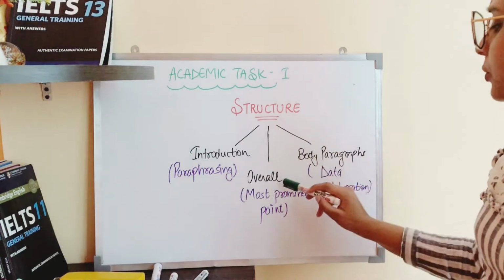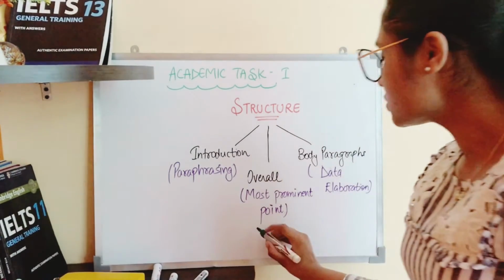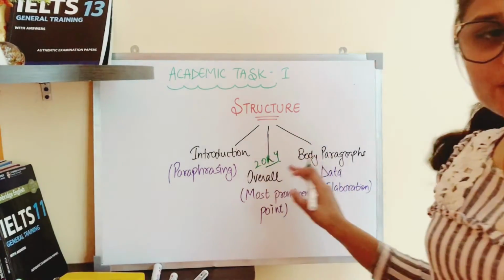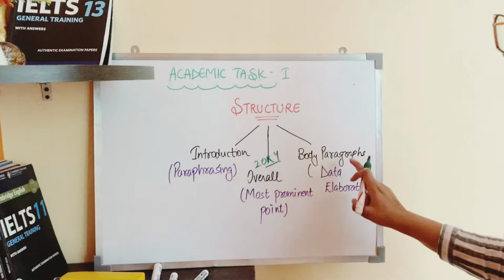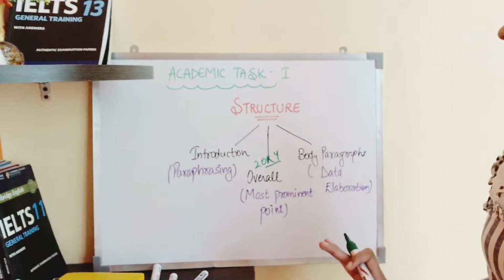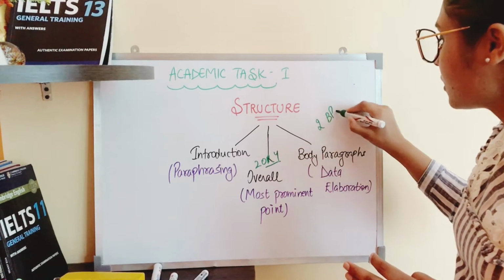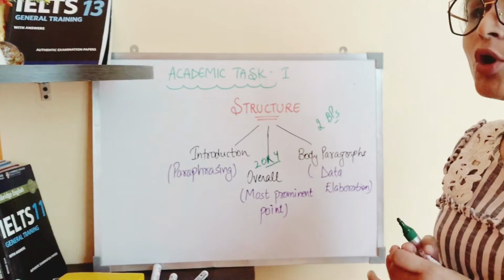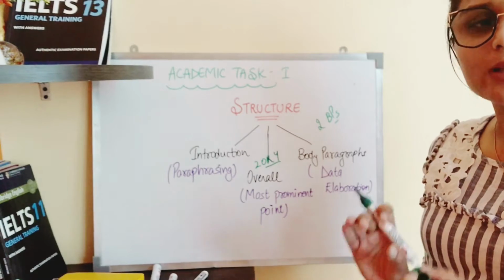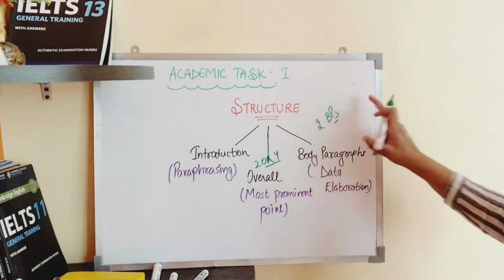The second one would be overall. The position of overall can be varied. It can also come at second position or fourth position, that I will explain later on. And then the next one is body paragraph. In most of the academic tasks, we would have 2 BPs, so that it won't look lengthy or it won't look unorganized. So that is why we try to divide our data in 2 different paragraphs.